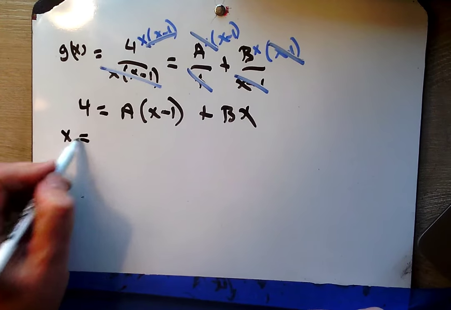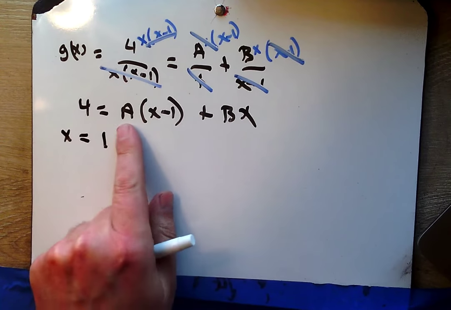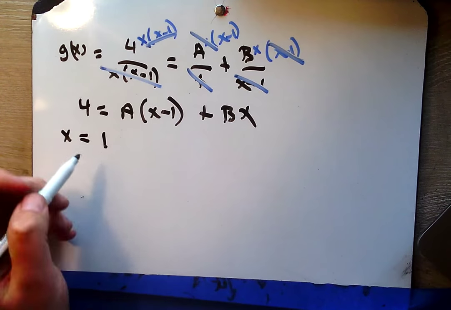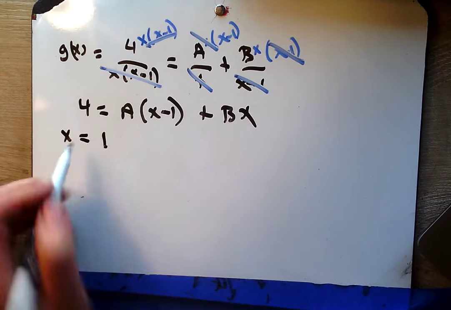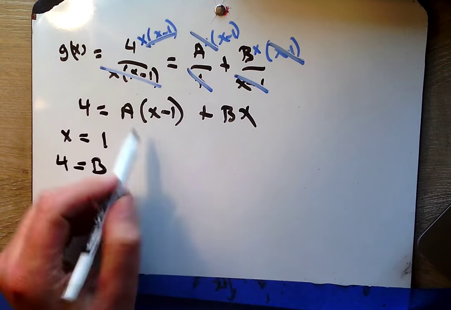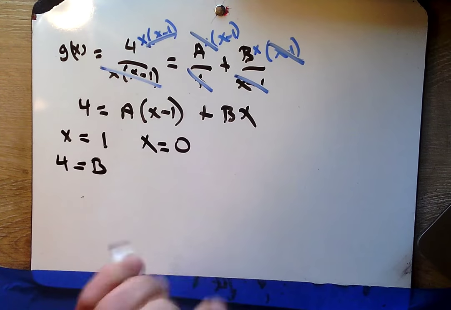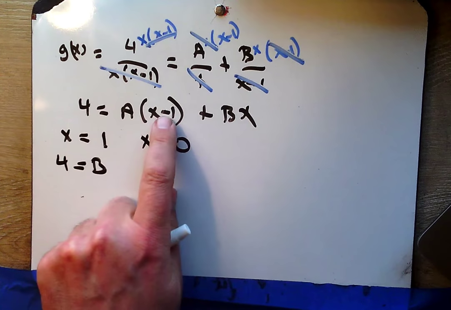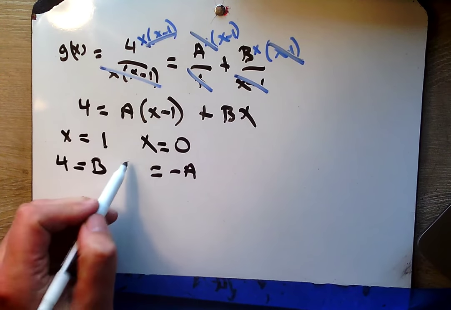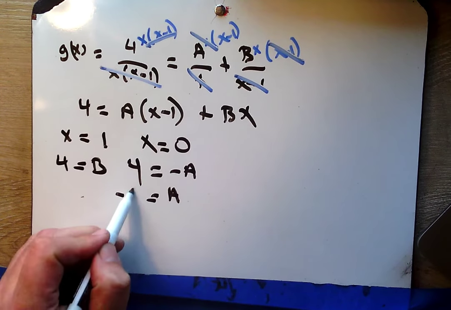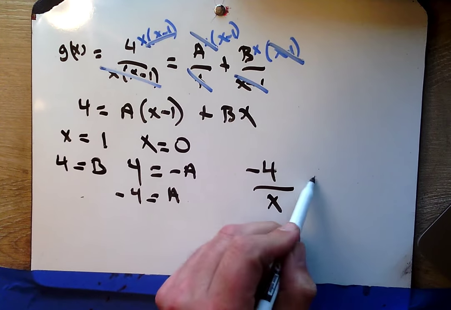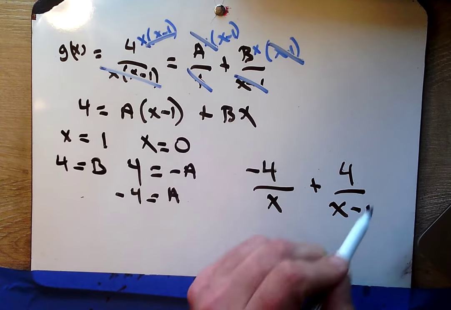Okay, so if I make x equal to 1, this disappears. There's no place to plug a 1 in over here, and I can plug the 1 in here and just get b. So when x is equal to 1, this goes away, b equals 4. And that's very nice. If I make x equal to 0, this goes away. 0 minus 1 is negative 1 times a, and no place to plug a 0 there. So I know a is negative 4.